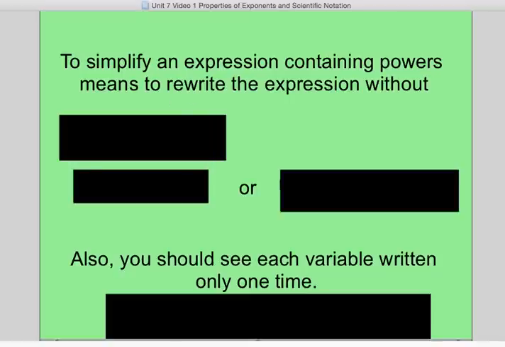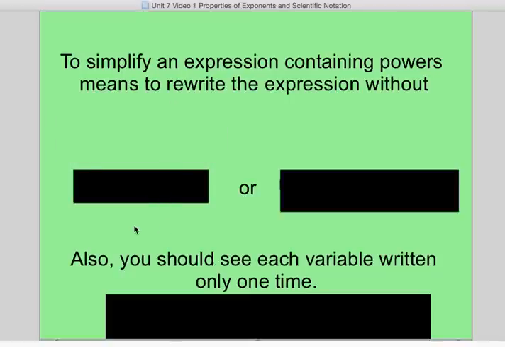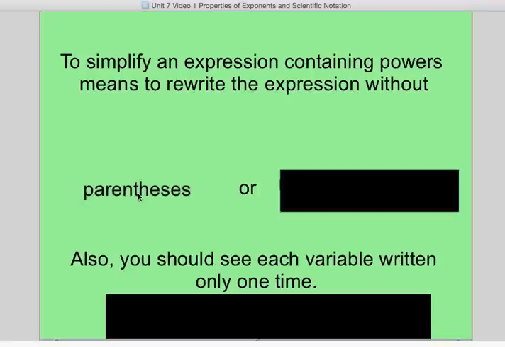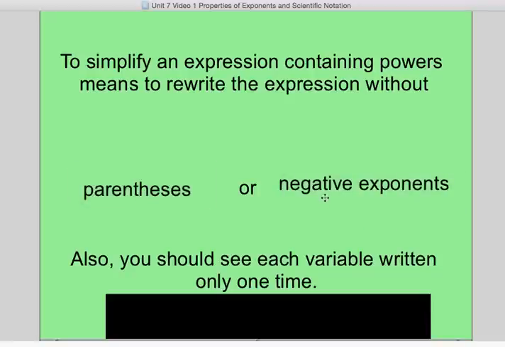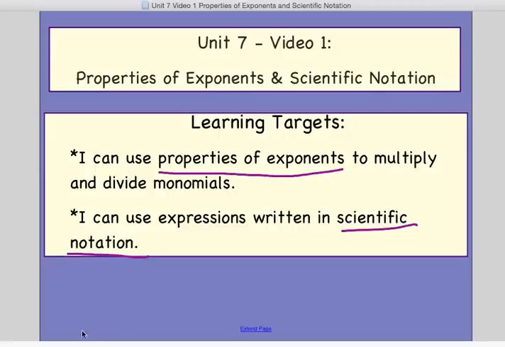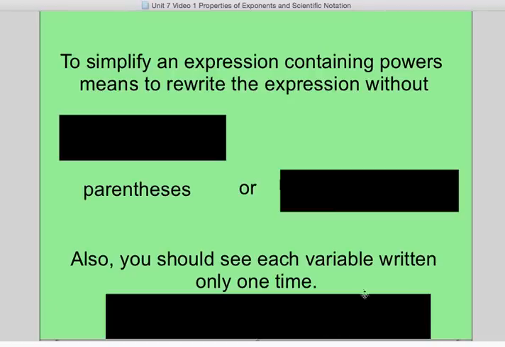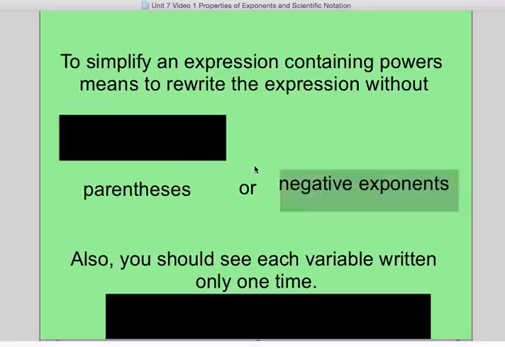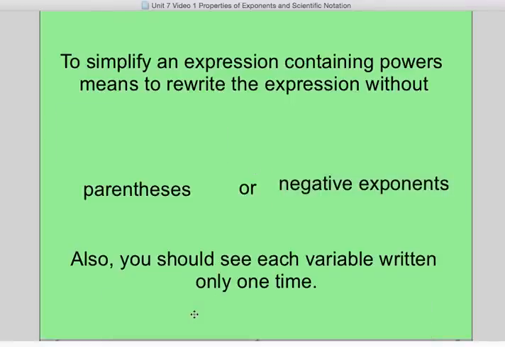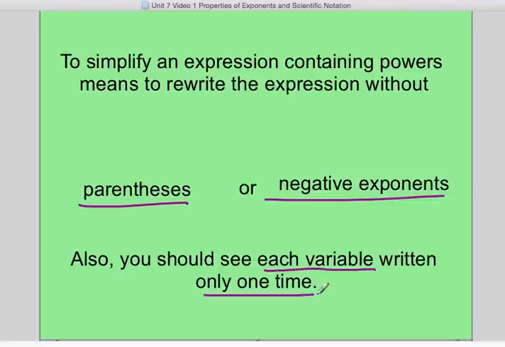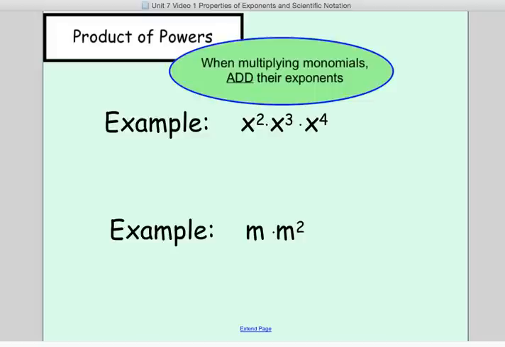So we're going to go to properties of exponents. To simplify an expression containing powers means to rewrite the expression without parentheses or negative exponents. Okay, so we want to make sure we have them simplified. We don't have parentheses and we don't have negative exponents. Also, you should see each variable written only one time. Okay, so you can fill in the blank on your sheet. So to simplify all the way, we have no parentheses and no negative exponents. Also, you'll see each variable only one time. Okay, so we're going to be simplifying today.